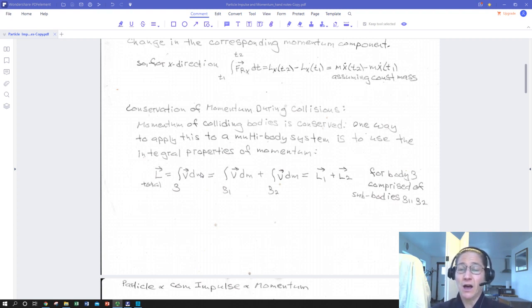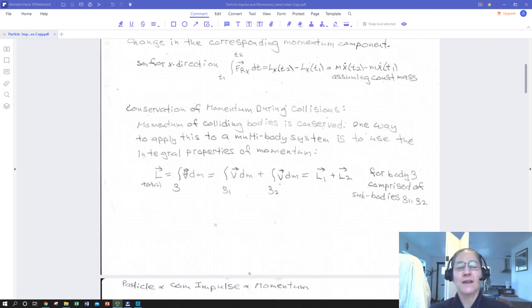So if we have a cluster of particles, a system of particles, or bodies that can be considered particles located at their centers of mass, we can break up the linear momentum of the system into the sum of the linear momentums of the composite parts, just by using the properties of the integral of a sum as the sum of the integrals. And so we've written that out right here.